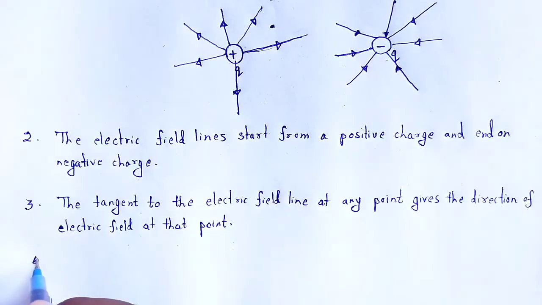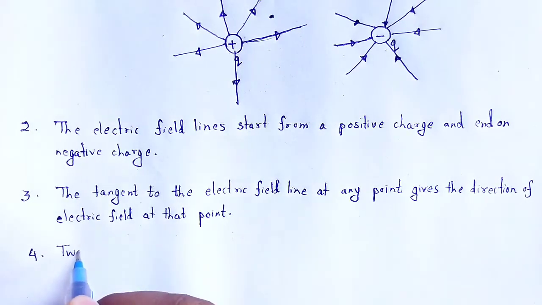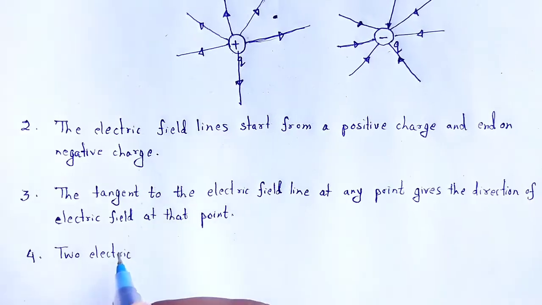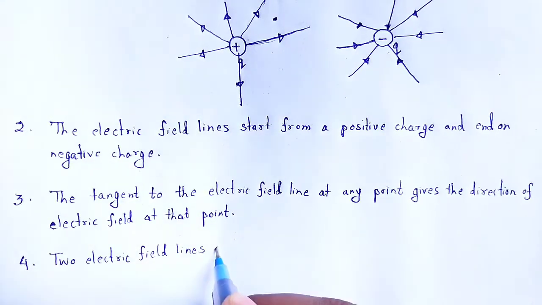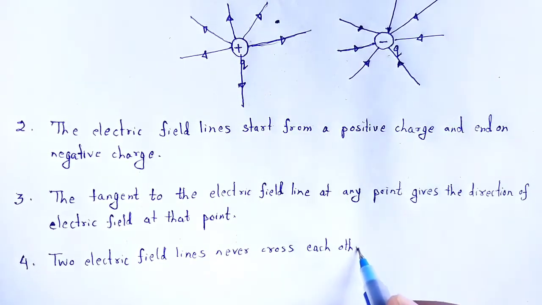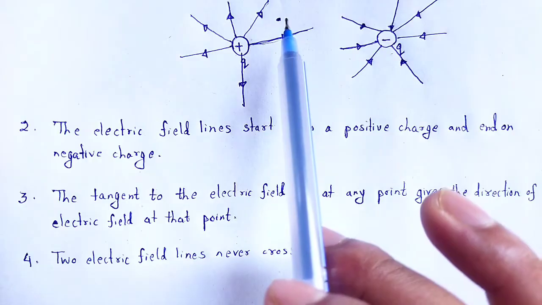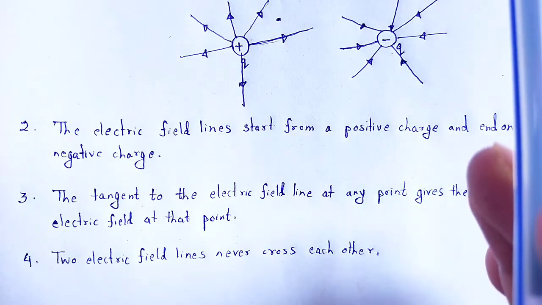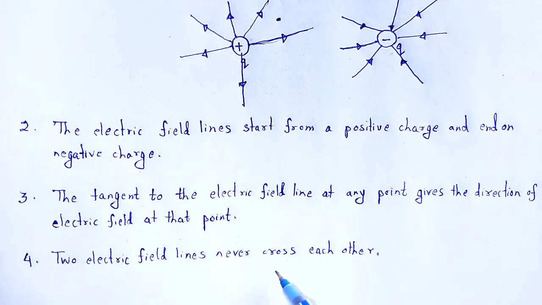Next property: two electric field lines never cross each other. Is it possible to draw two tangents at a single point? No. That is the reason we can't cross two electric field lines at a given point.